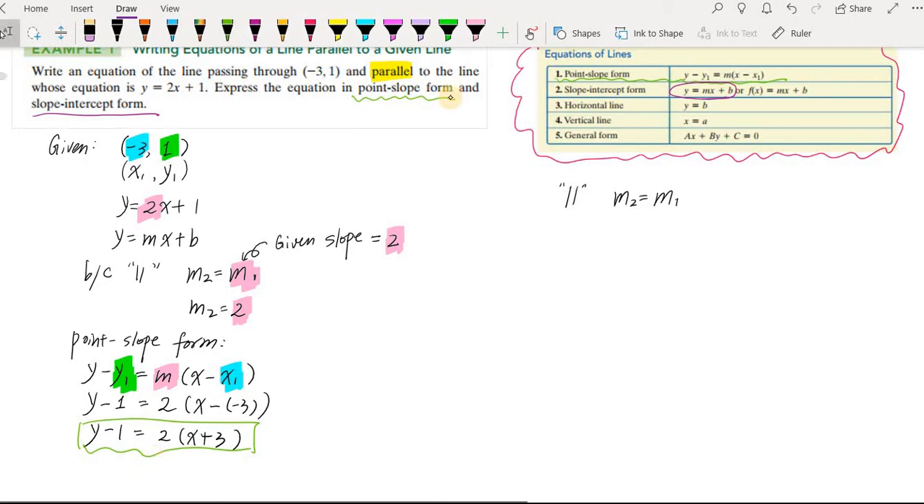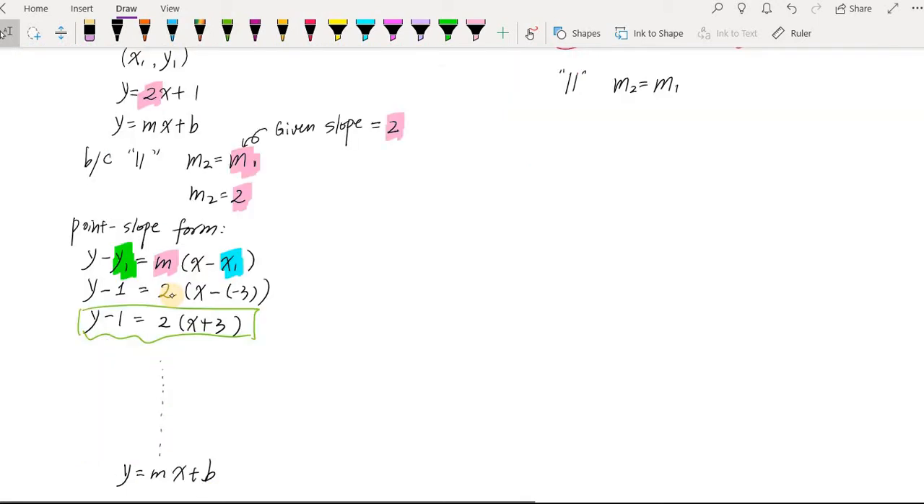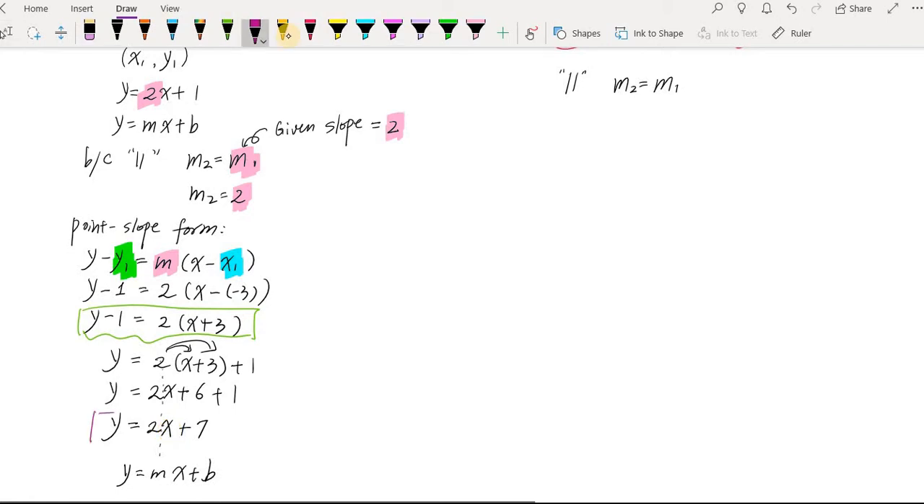Let's look at the second part. We also want to write this in slope-intercept form, y equals mx plus b. That means we have to add 1 to both sides. We have y equals 2 times (x plus 3), add 1 to both sides. Or you can think about moving the negative to the other side and it becomes positive. From here, all we have to do is distribute: y equals 2x plus 7. Compare this, that is your slope-intercept form. This is for our second part.